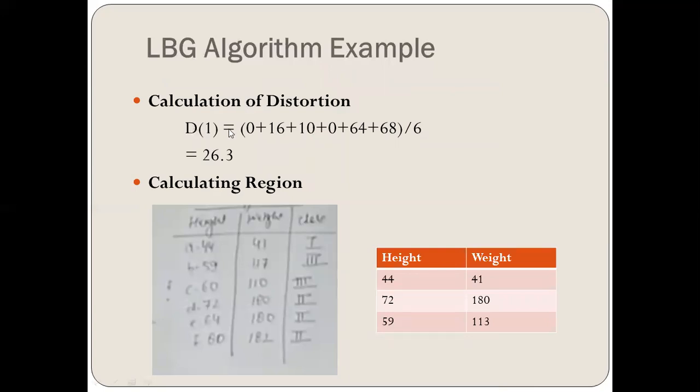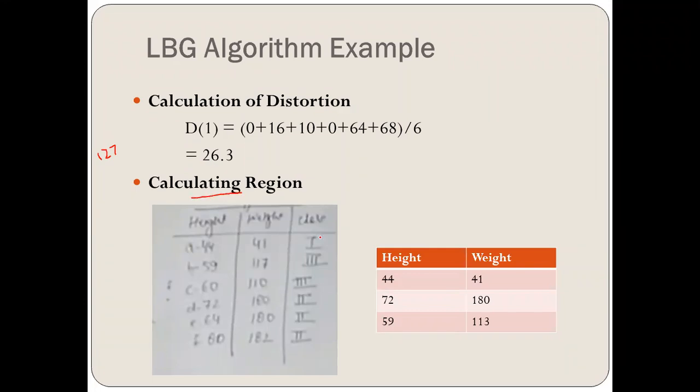Earlier was the 0th distortion. Now it is coming to 26.3. Earlier, if you remember, it was coming as 127 point something. Now it is coming 26. So it is decreasing. It will never increase in the LBG and it should not increase even.